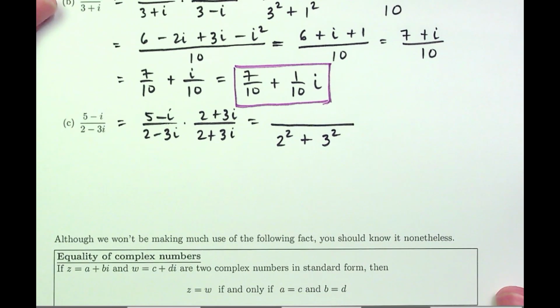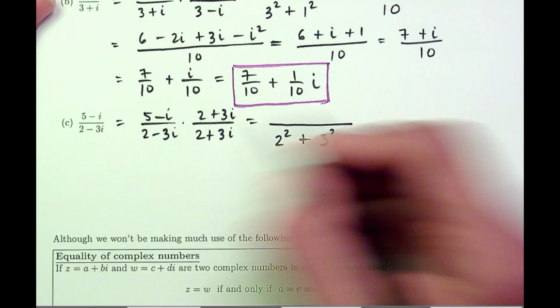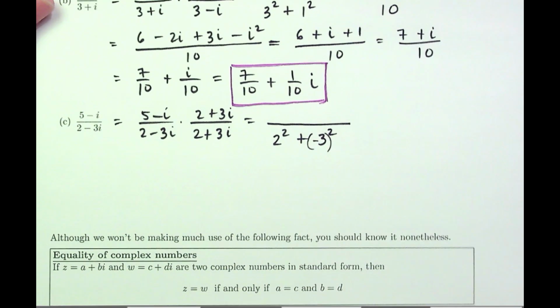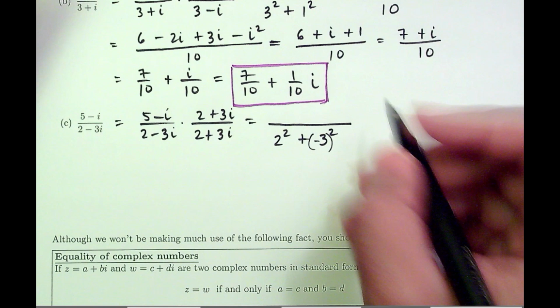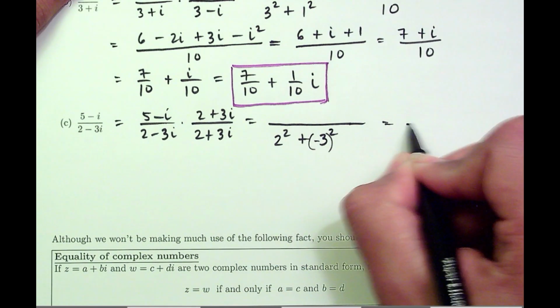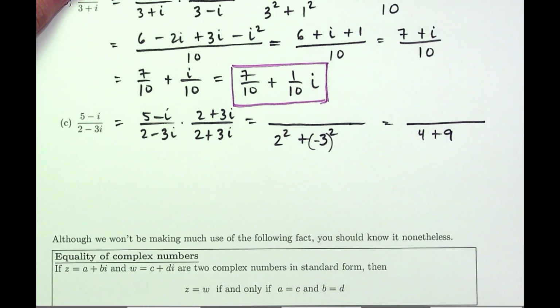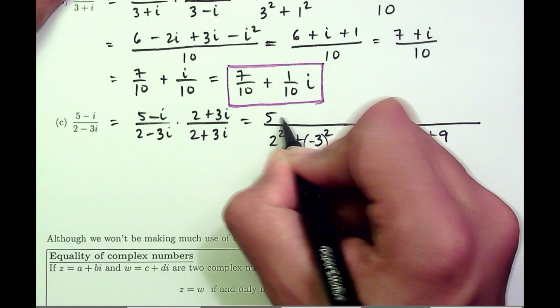No i's, everything is positive, remember. Actually, you could write negative 3 as well, as long as you put it in parentheses, but in the end, everything is going to be positive. When you square negative 3, you're going to get positive 9. So that's going to be 4 plus 9. And then on the top, you just multiply across.